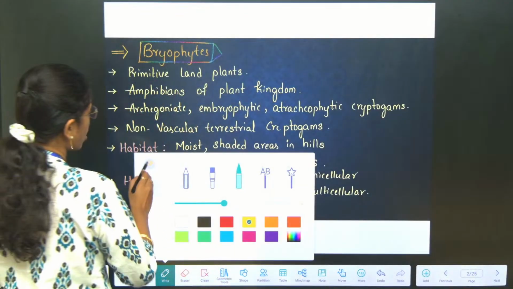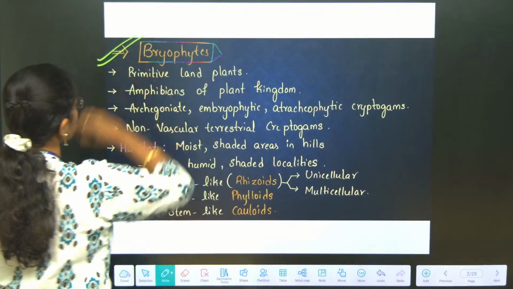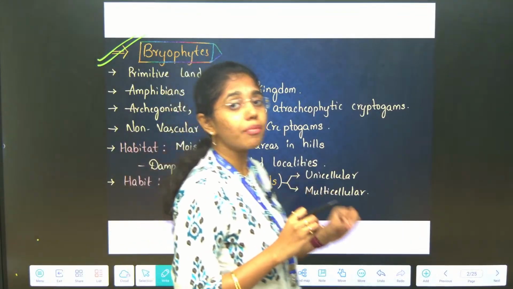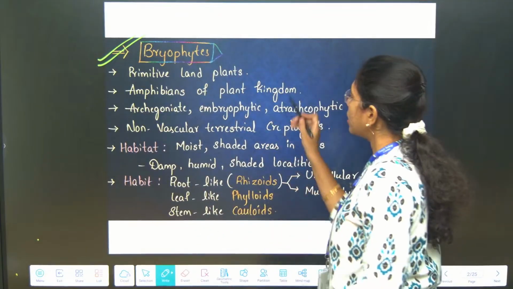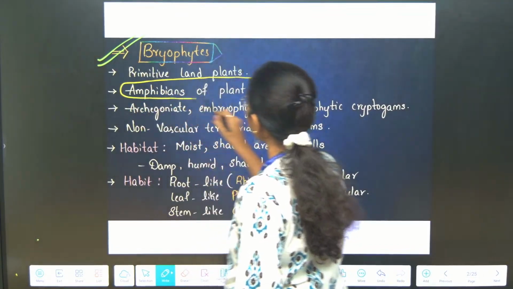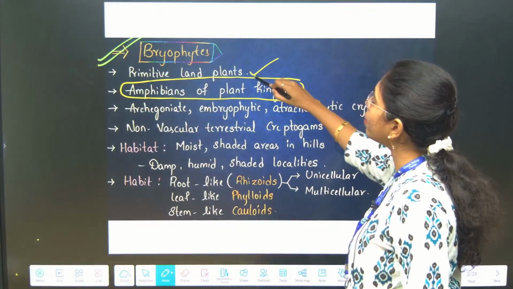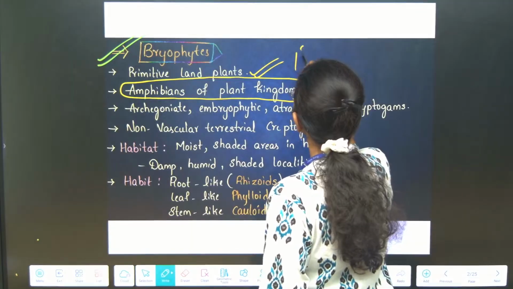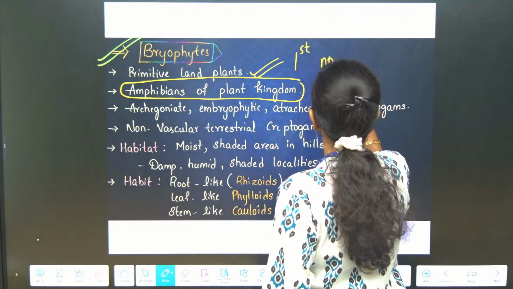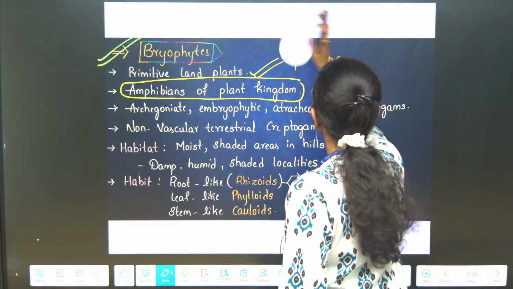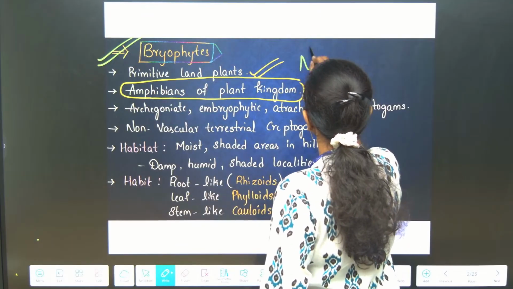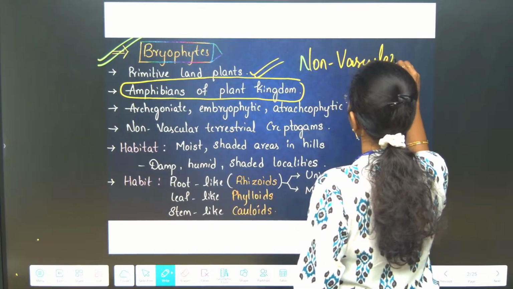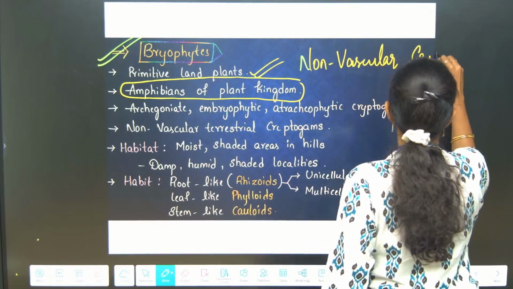First, we will finish off the general characteristics of bryophytes. Bryophytes are most commonly known as amphibians of plant kingdom. They are the primitive land plants, and they are the first non-vascular cryptogams. They are the non-vascular cryptogams.